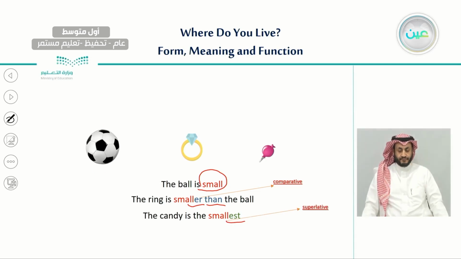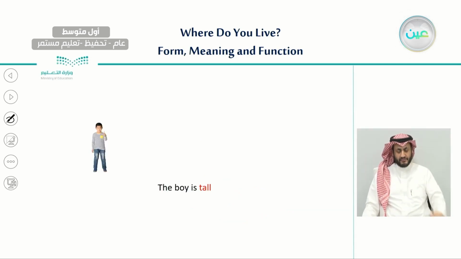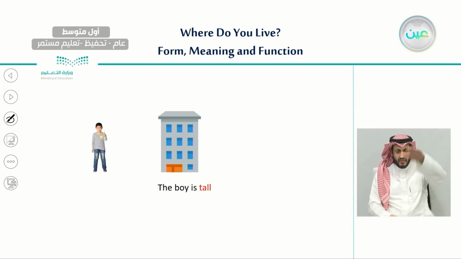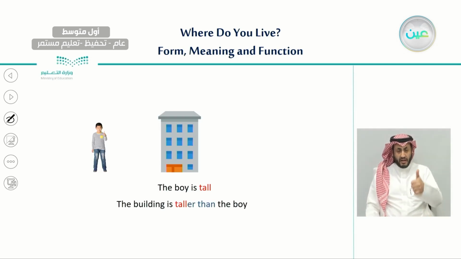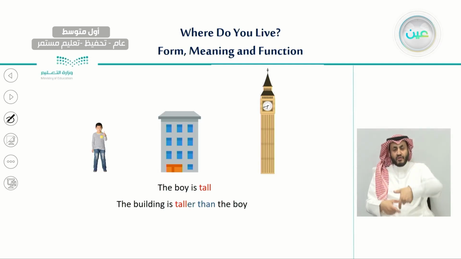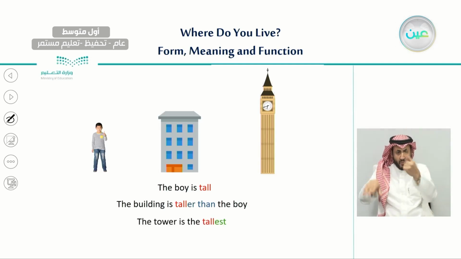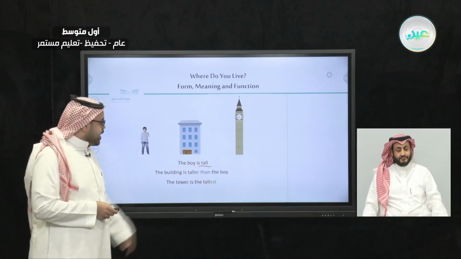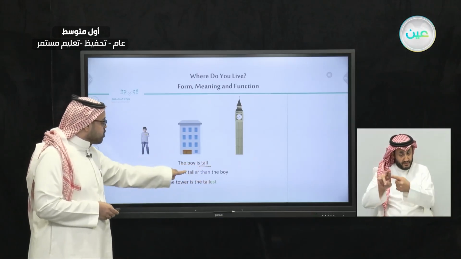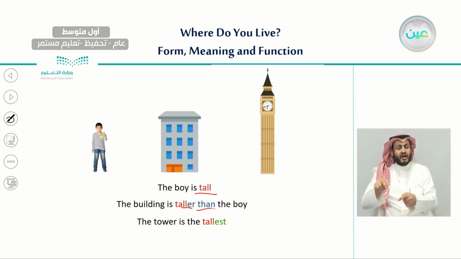Let's take another example. So this boy is tall, and this building is taller than the boy. And this tower between the boy and the building is the tallest. So here again the same example. The boy is tall. Here the adjective we use is tall. And the building is taller than the boy. And here we added ER and the word than. Why? Because we are comparing two things, the building and the boy.